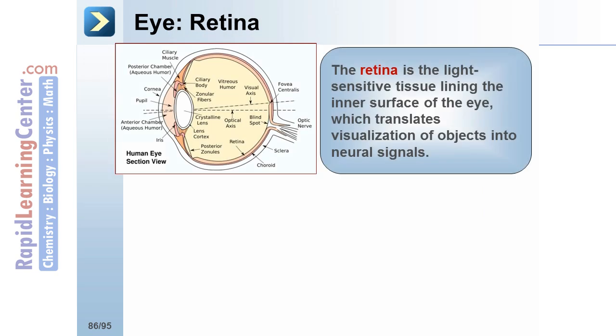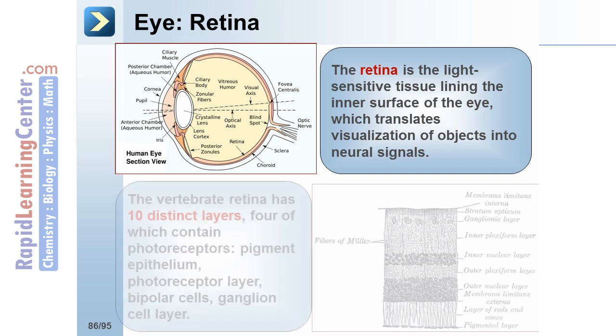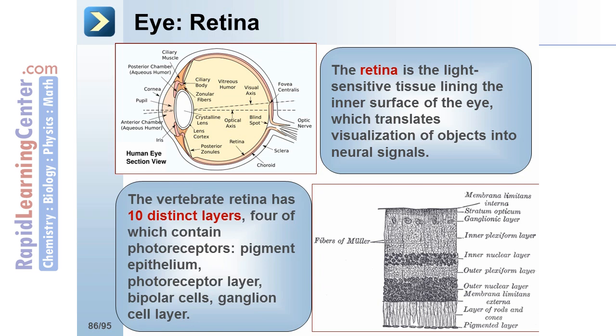Within the eye, there is an area of specialized cells that require our attention. The retina is the light-sensitive tissue lining the inner surface of the eye, which translates visualization of objects into neural signals. The vertebrate retina has 10 distinct layers, 4 of which contain photoreceptors: the pigment epithelium, the photoreceptor layer, bipolar cells, and the ganglion cell layer.